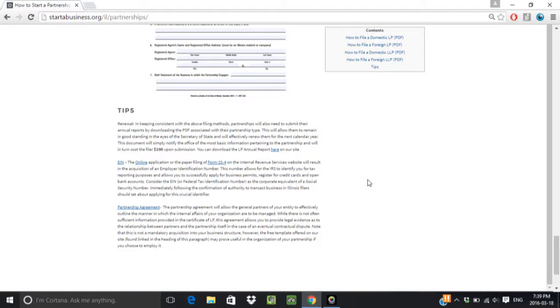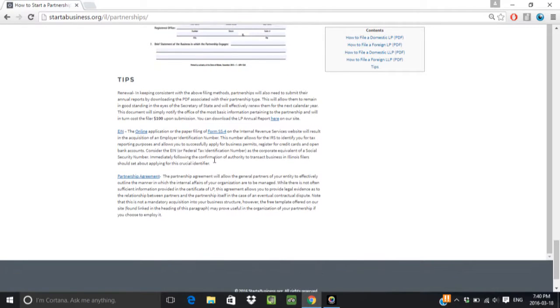So the same can be said for renewing. You need to download the LP annual report that can be found here. It's also going to cost partnerships $100 each time they file this. If you're not sure what an annual report is, it's basically what it sounds like. You're just updating the Secretary of State with all the information, all the changes which have occurred over the past 12 months. The due date for that is marked by the anniversary of your effective date. So as soon as you file this and you get confirmation that you're able to do business, a year from that day, your annual report will be due.